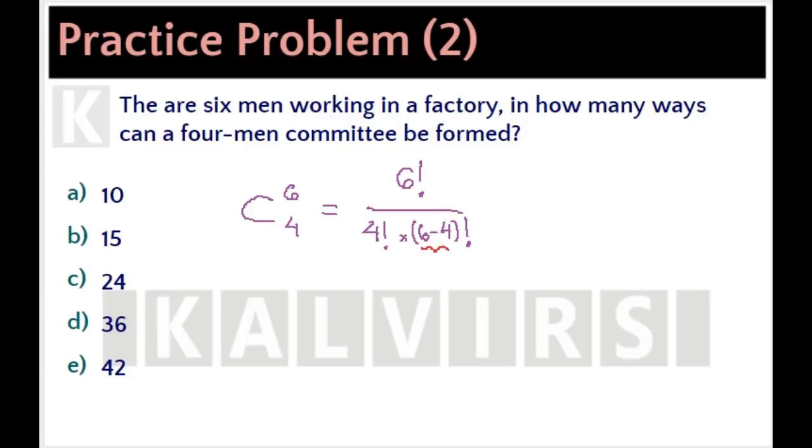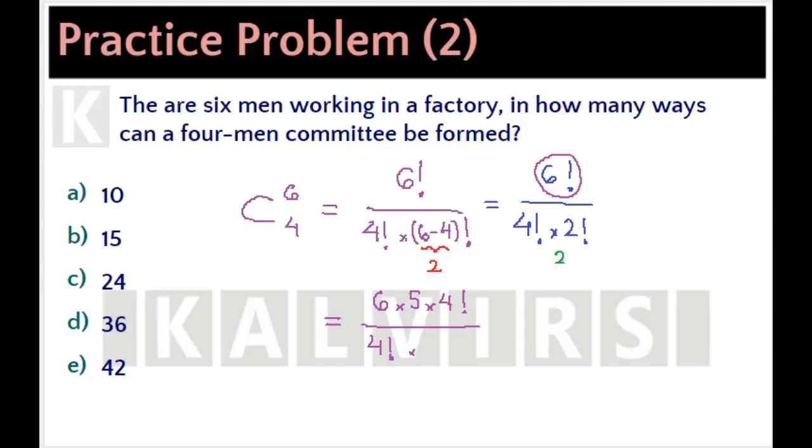First of all, we need to solve this one, which is 2, and we get 6 factorial over 4 factorial times 2 factorial. 6 factorial is the same as 6 times 5 times 4 factorial over 4 factorial times 2 factorial, which is 2 times 1, which is 2 at the end. Now, we can cancel 4 factorial with 4 factorial, and we can cancel this one, and we get 3 on top. So finally, we get 3 times 5, and this is 15. We can form 15 different committees of 4 men out of these 6 men working in a factory. Choice B is correct.